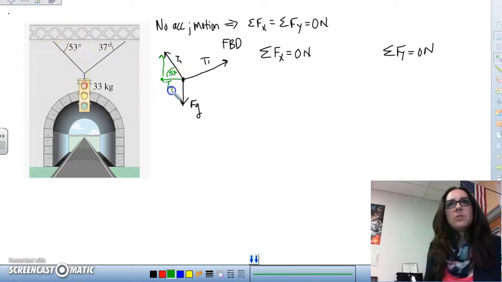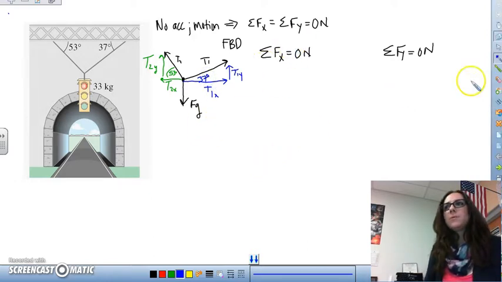So I have T2x here. So this is the tension in the x. And I have T2y, like that. Now notice that this is pointing left, so this is going to be regarded as a negative value, and this is up, so it's positive. And then same thing, I'm going to have a T1x, and then T1y. And then same idea, alternate interior angles tells me the angle here is 37.